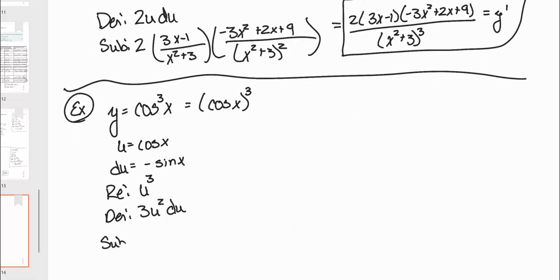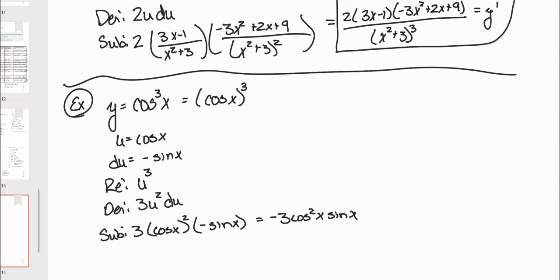And then we're just going to substitute in what we know. 3u squared du. U is cosine x. Du is negative sine x. So this would be negative 3 cosine squared x times sine of x. And eventually you're going to do so many of these that you won't necessarily have to rewrite that out. You'll say, oh, I know cosine's my inside function, so I'm going to bring that exponent down. I'm going to subtract 1 from the exponent, and then I take the derivative of the inside.